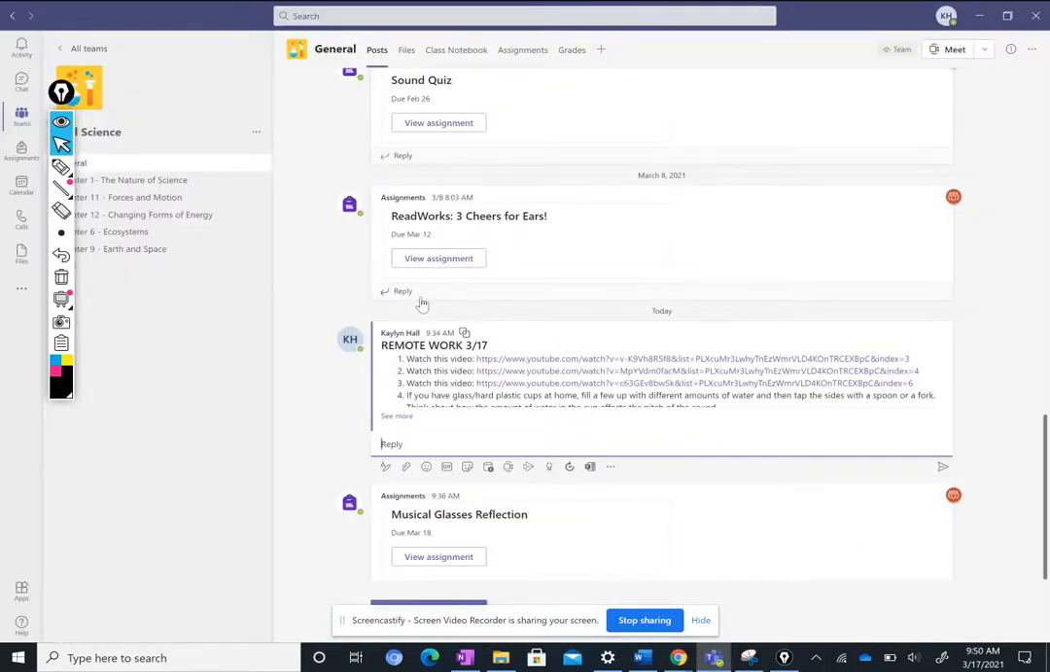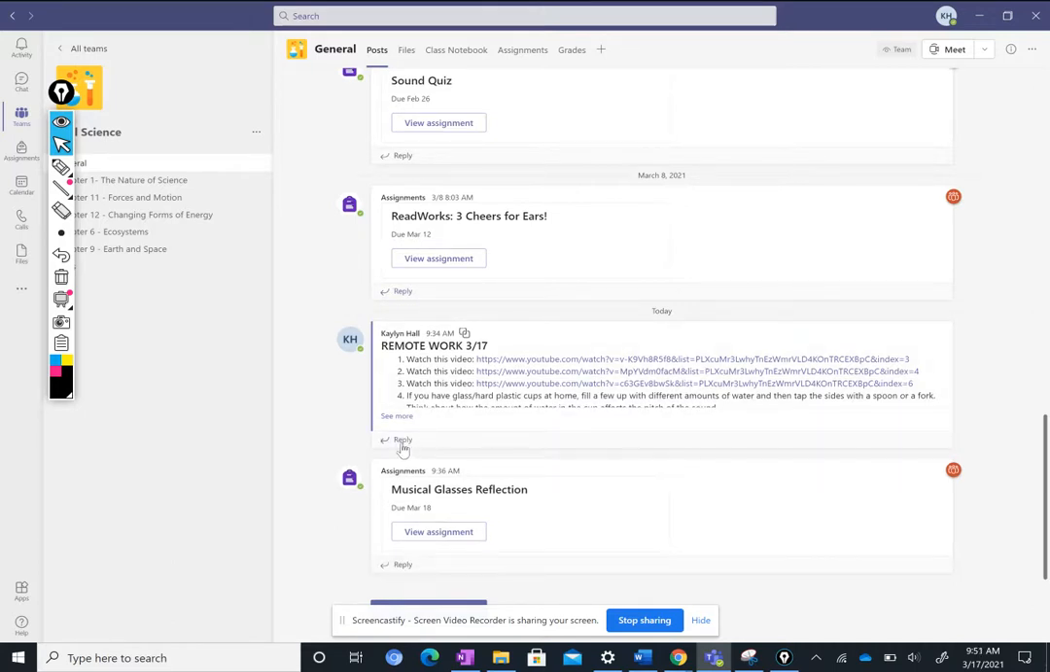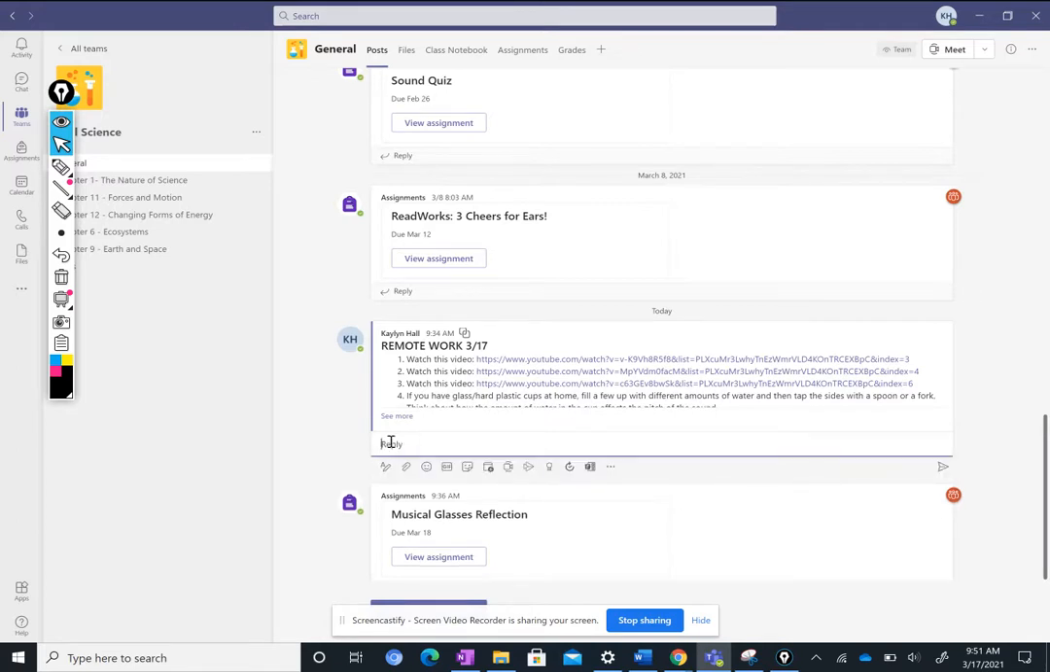If you don't know how to get to your email, you're going to want to go into Teams, and I'm in the science team right now just because I've already posted the assignment. Then go to reply, and you can ask your question right there. Now, it will not give me and Mrs. Everett a notification unless you tag us. You need to hit the @ sign and then start typing our name. And you'll probably need our first name.